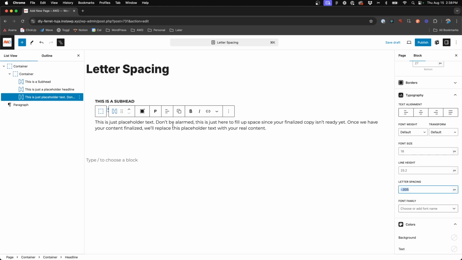So again, body copy is one of those where you don't want to add a whole lot of negative spacing, unless this particular font you're using is a little bit different and is too far apart in its natural state with 0.